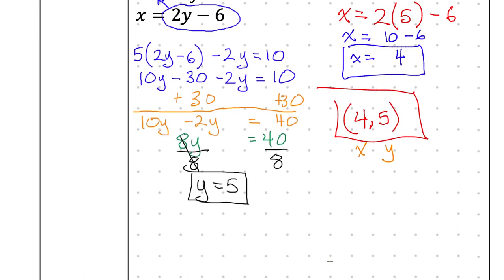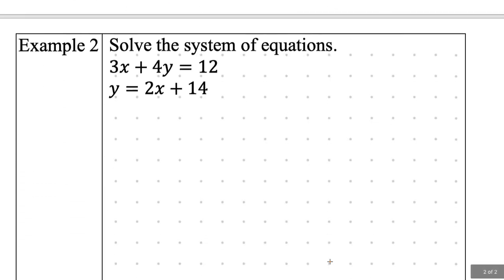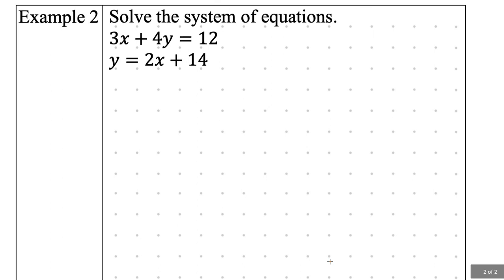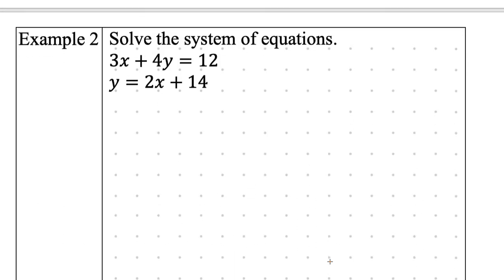All right, we have one more example on the back. I want to see if you guys can do it because it's basically the same thing. I've isolated the variable for you. Sometimes that might not happen. I don't have an example 3 on here, do I? No. So you guys try example 2 on your own. Good luck.